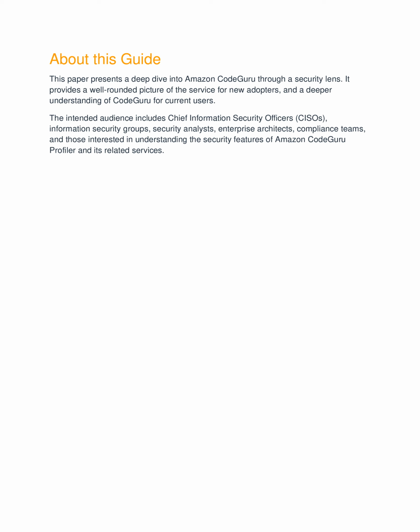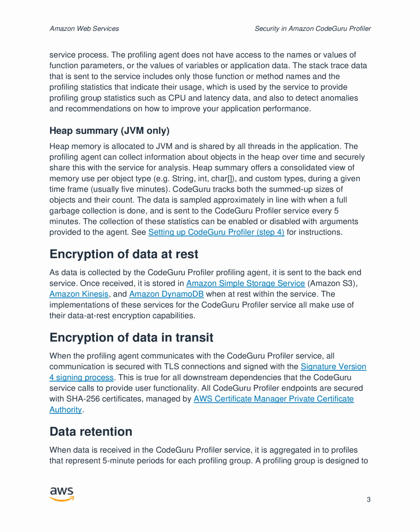Encryption of data in transit. When the profiling agent communicates with the CodeGuru Profiler service, all communication is secured with TLS connections and signed with the Signature Version 4 signing process. This is true for all downstream dependencies that the CodeGuru service calls to provide user functionality. All CodeGuru Profiler endpoints are secured with SHA-256 certificates, managed by AWS Certificate Manager Private Certificate Authority.